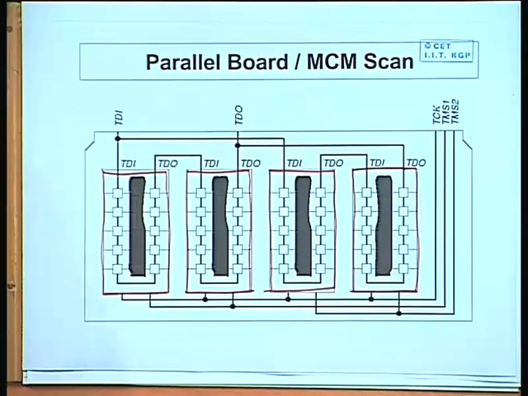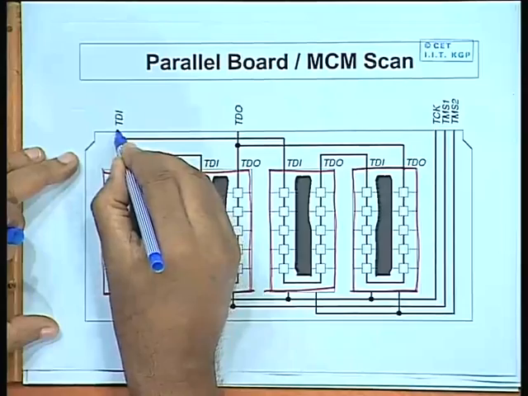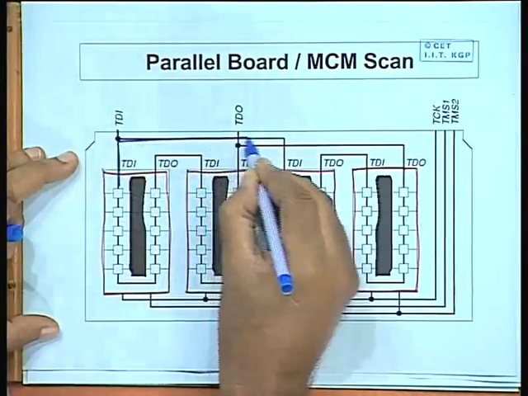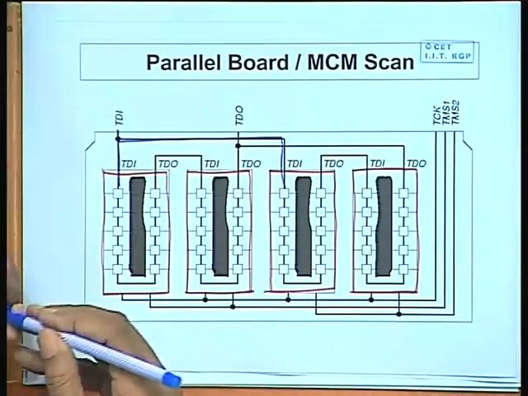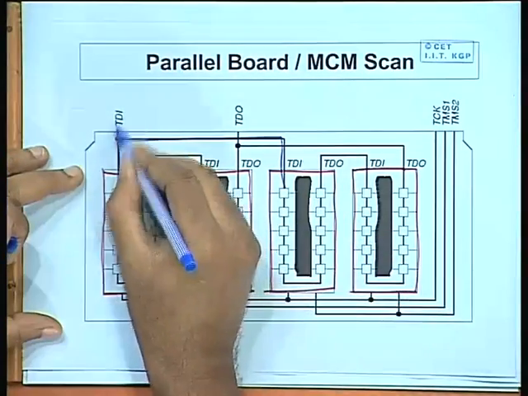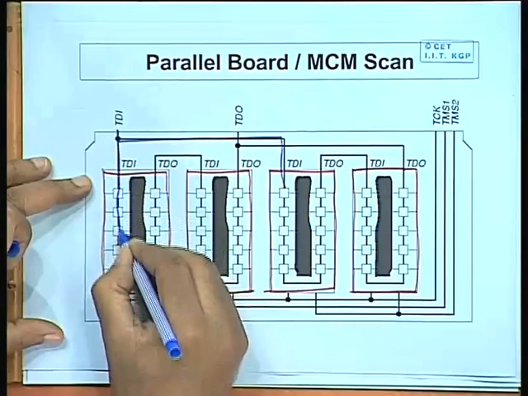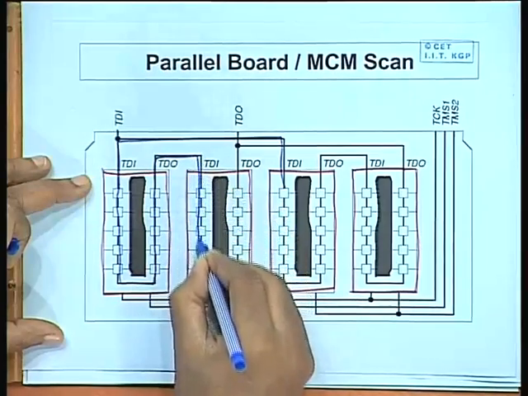Okay. Here you see TDI, the test data input, is feeding 2 chips simultaneously. Similarly, there is another test data. Okay, this TDI is feeding these two together, and you look at this one. So, after flowing through this chain, this is entering the second chip.